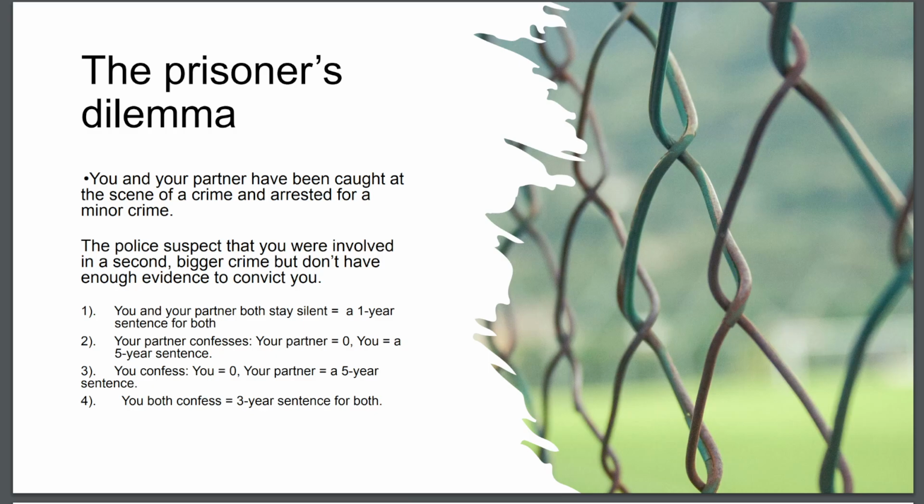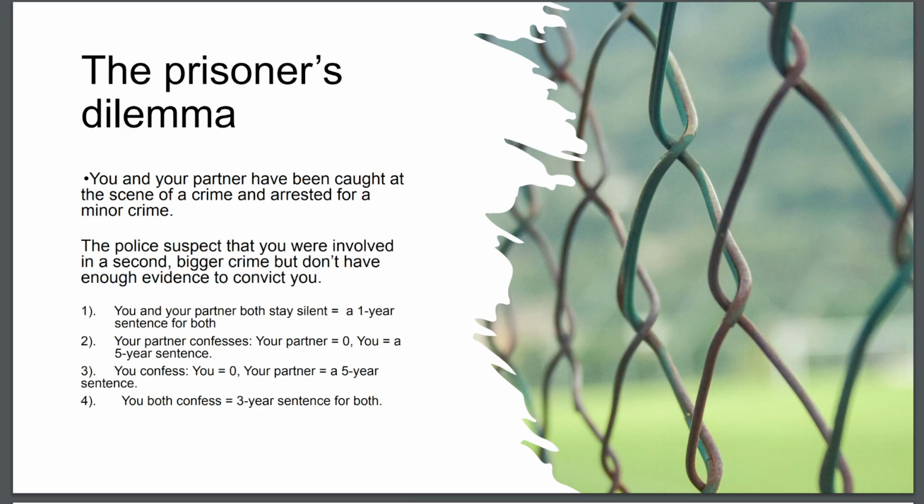The consequences depend on what you both decide. If you both stay silent, you each get a 1-year sentence for the minor crime. If one of you confesses and the other stays silent, the confessor goes free while the silent one receives a 5-year sentence. If you both confess, you each get a 3-year sentence for the larger crime. This scenario sets up a classic tension. Do you trust your partner and cooperate by staying silent, or betray them to reduce your own punishment?